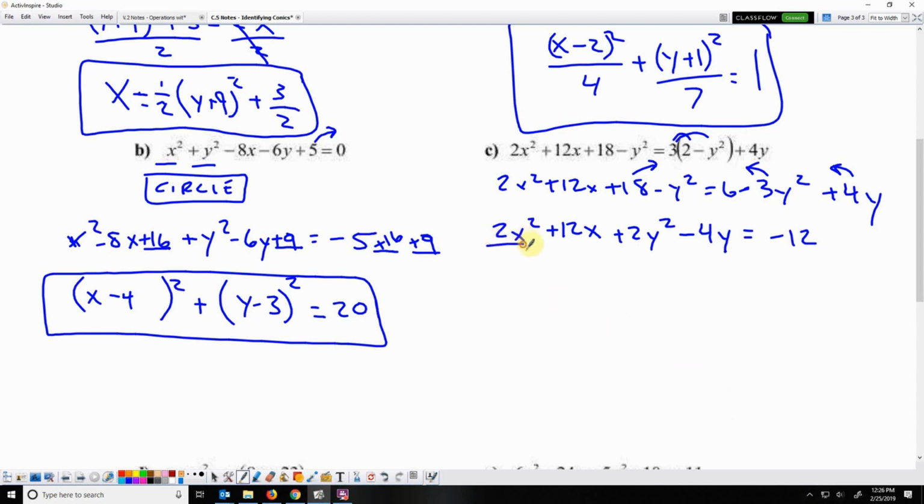So I've got a positive 2x squared and another positive 2y squared, so that makes this one a circle. Both squared terms are there, same sign, and the same coefficient.